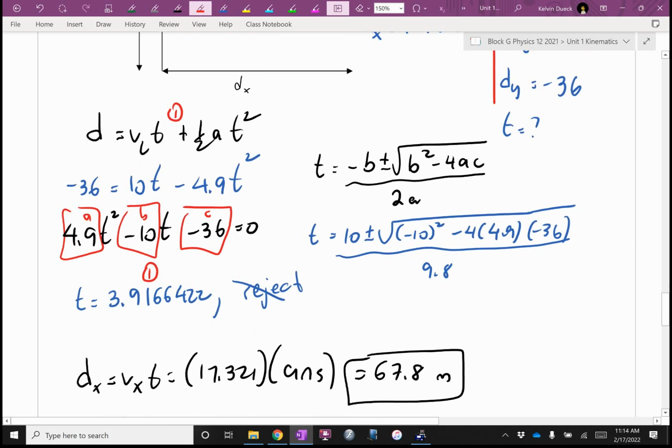That's 1, 2, 3, 4. I would give you 1 mark if I saw that, 1 mark for the numbers, and 1 mark for the answer. If you got time wrong, because you solved the quadratic equation wrong, I would still give you the full 3 down here if you went 17.321 times your incorrect time value. But not if you put a plus a half AT squared and put a 9.8 in there. Then I'd lovingly freak out.